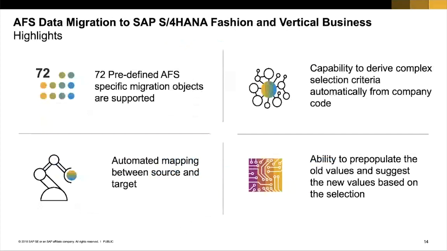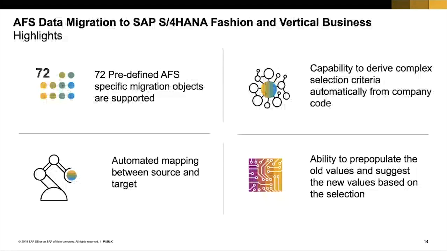Yeah, so finally, maybe a summary slide here. Like I said, we have 70 plus objects as part of 1909, which covers the whole of manufacturing as well as wholesale domain of AFS. Capability to derive complex logic in selection criteria. Okay, I really have to emphasize this again. So Migration Cockpit provides you an opportunity to select the data based on company codes. In the Fiori UI, you can provide company codes which you feel are relevant for migrating to the S4HANA system, and Migration Cockpit will take care of fetching only that data with respect to the migration objects for those company codes.